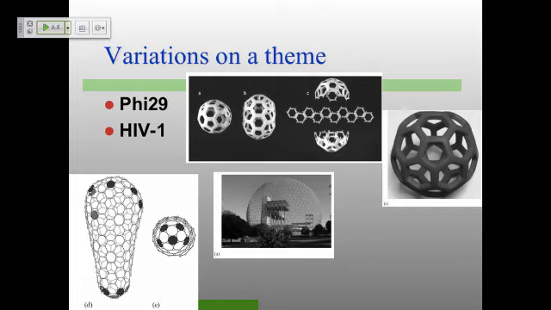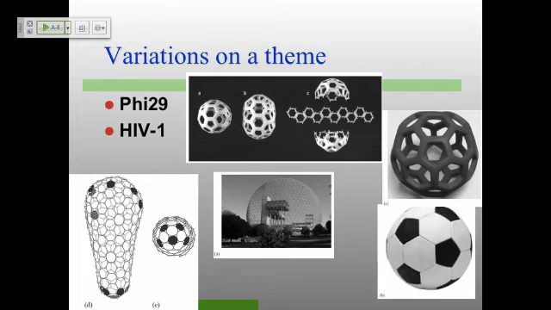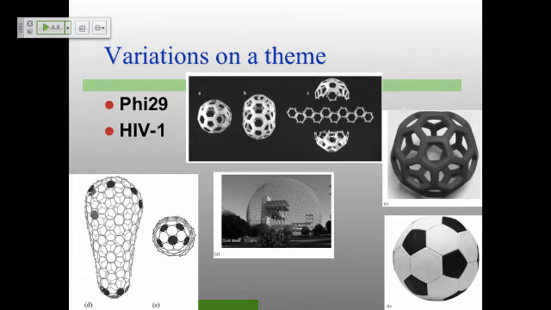This is the current model for the HIV nucleocapsid on the inside. It seems to be basically 2 icosahedra with different T numbers at either end, with a basically helical arrangement between the two ends. And we think that our virus, the one that we work with, oh yeah, and there's the soccer ball, which is that as well.